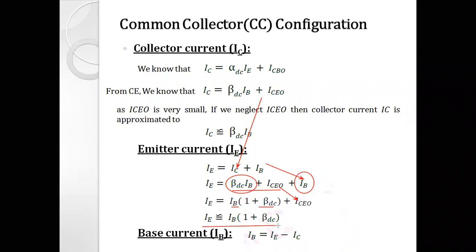And the base current can be derived from this equation by making IB the subject of the equation. So IB is equal to IE minus IC. That is over here, IB is equal to IE minus IC.